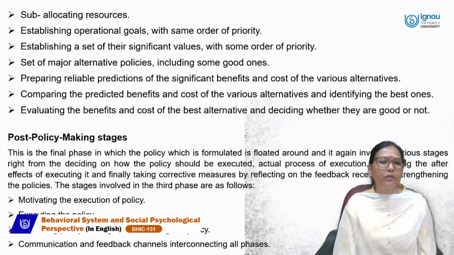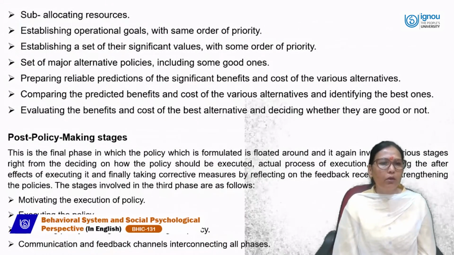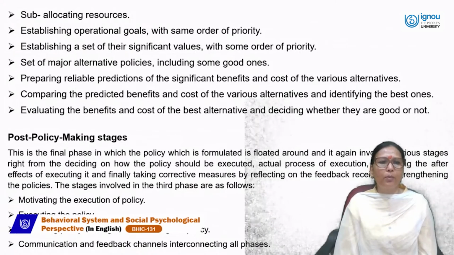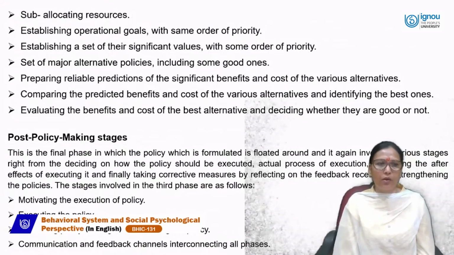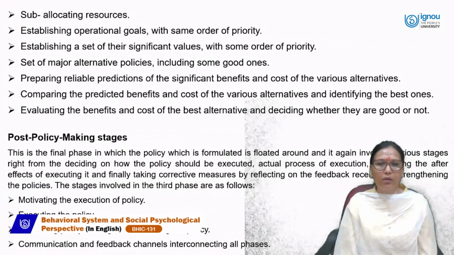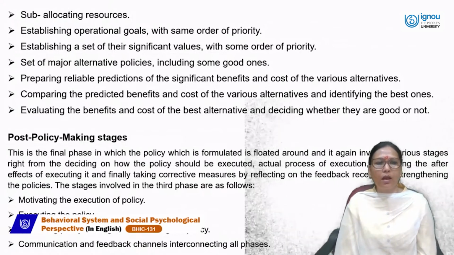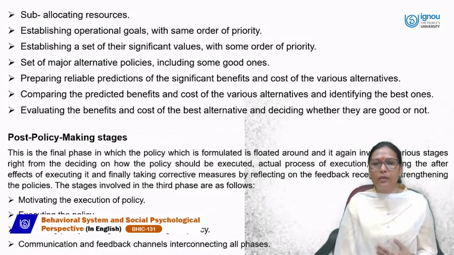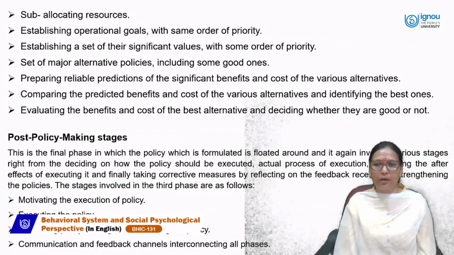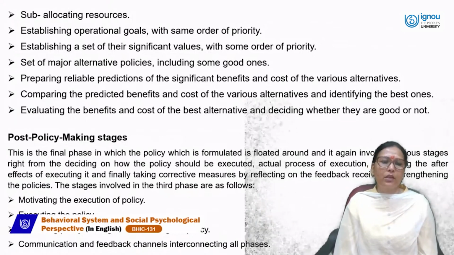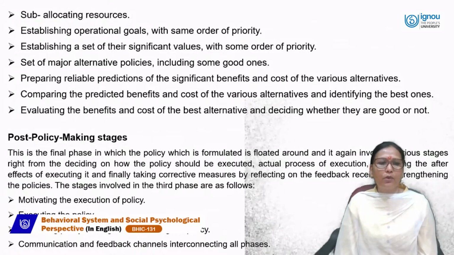Now, this also has stages. One was sub-allocating resources. Next is establishing operational goals with some order of priority, establishing a set of other significant values with some order of priority, and a set of major alternative policies, including some good ones. Next was preparing reliable predictions of the significant benefits and costs of the various alternatives. Comparing the predicted benefits and costs of various alternatives and identifying the best one was the next stage of policy making. Last was evaluating the benefits and costs of the best alternative and deciding whether they are good or not. That was the policy making stage.